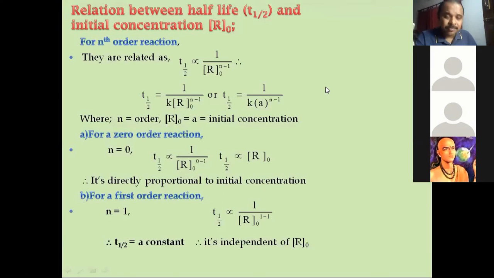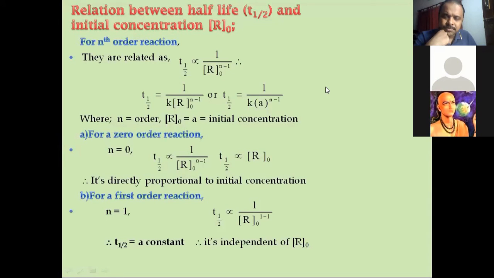What is the order? Half-life is plotted against 1 by R naught. It gives a straight line passing through origin. I am only giving you that. What is the order? Along x-axis, it is not R naught, it is 1 by R naught. Second order. It is a second order.